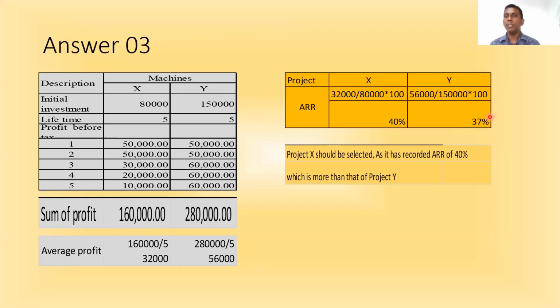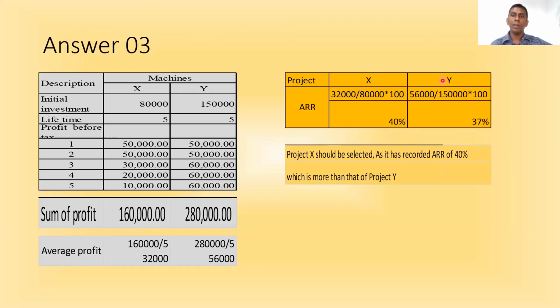According to the available information, we can select project X. Project X can be selected because it has 40% ARR, which is more than the 37% generated by Y, right? Therefore, we can select project X.